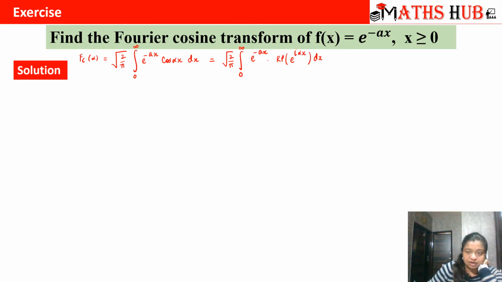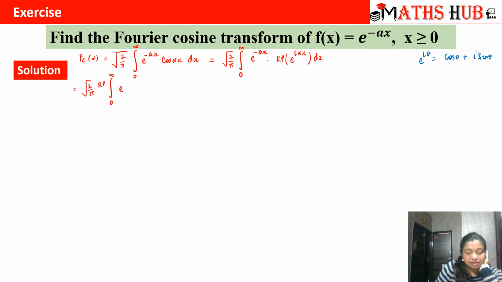I hope you know this concept because e to the power iota theta is equal to cos theta plus iota sine theta. So I can always write cos theta as the real part of e to the power iota theta, right? Now, that is the next step. I can multiply both the exponential terms together. So this will become under root 2 by pi. I can take the real part outside, 0 to infinity e to the power.